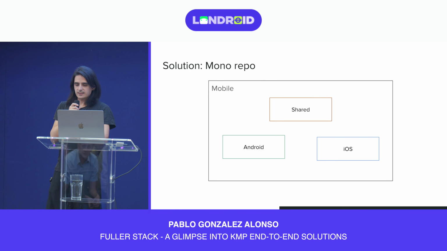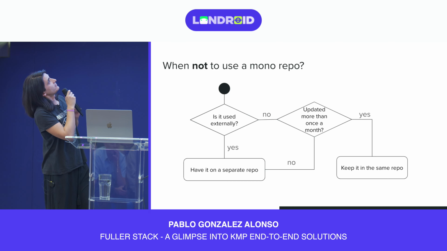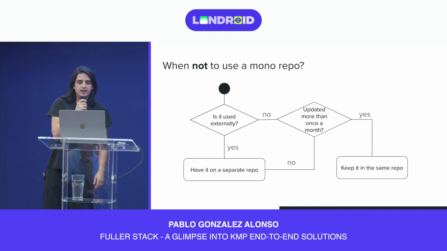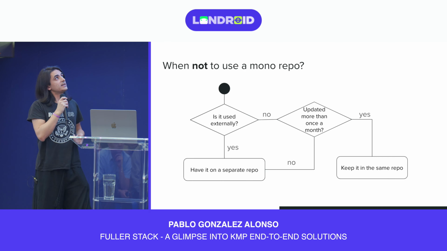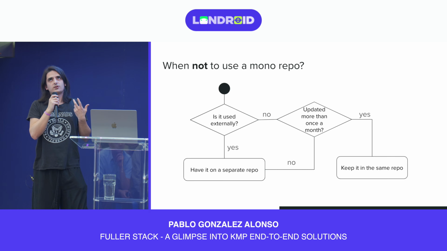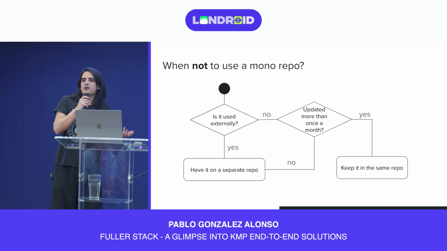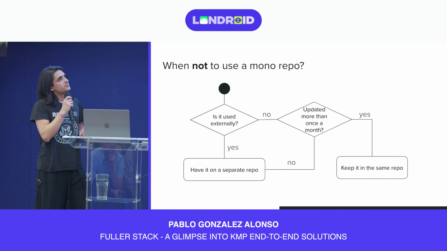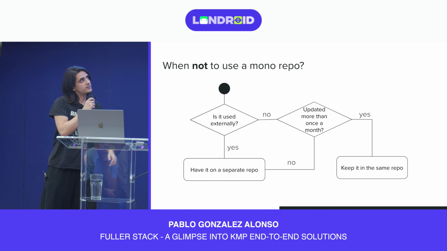So this is usually what I think when you have a monorepo. This is my flow chart. If it's used externally, then yeah, have a separate repo, and if it doesn't update very often, like for example the design system won't update very often, that might make sense to have it separate. For everything else, I think, and also the big companies who use monorepos, but that's an argument from authority, right?